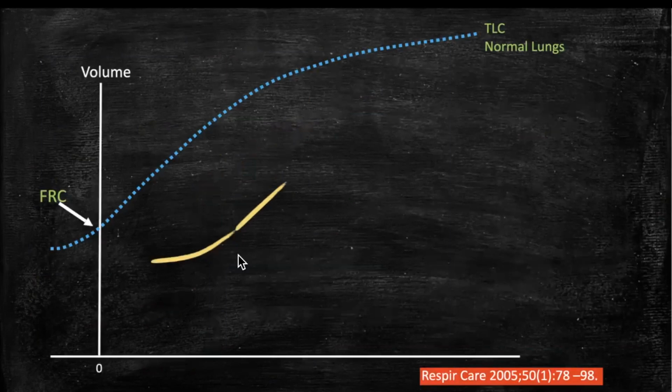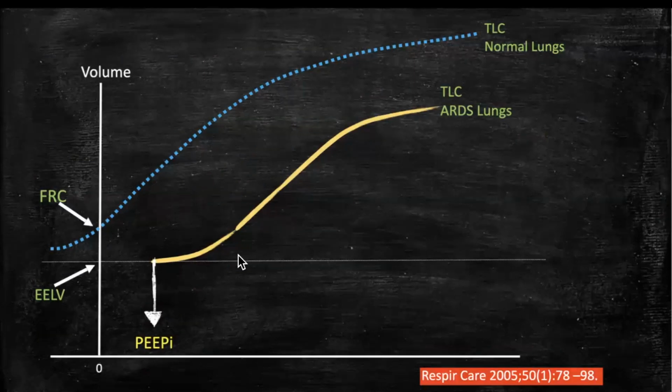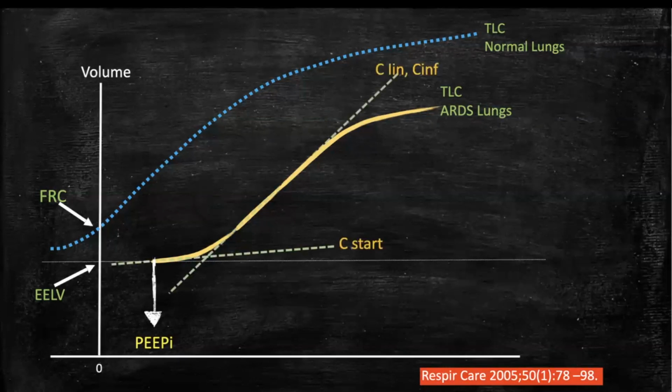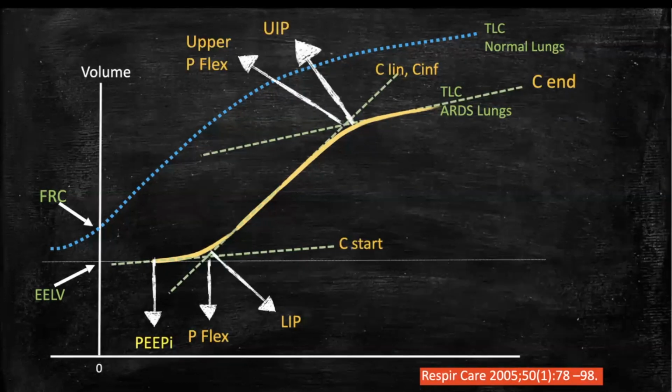This is the static PV loop of a child, a patient with ARDS. This is going to be our end expiratory lung volume, and this is our positive end expiratory pressure, and this is our total lung capacity of the ARDS patient, and this is a line drawn at the start to represent the start line. This is the line for representing the inclination line, and this is the line for representing the end line. So now we are getting angles. This is our lower flex angle, this is the lower inflection point, this is our upper flex angle, and this is the upper inflection point, and this is our true inflection point.